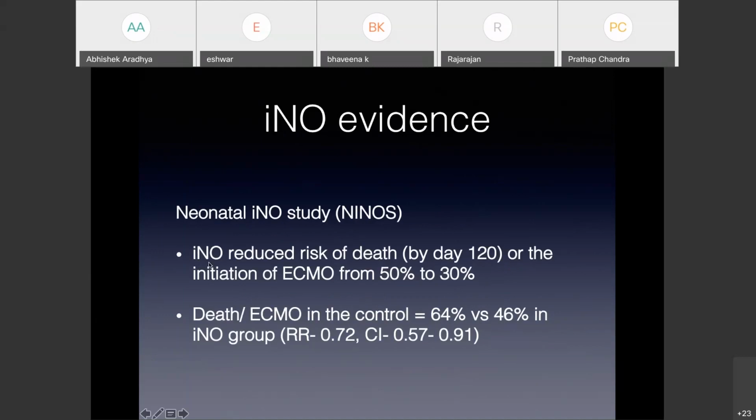iNO reduced the risk of death by day 120, sorry, or the initiation of ECMO is reduced from 50% to 30%. So it definitely works. And also, death or ECMO in the control group was about 64% as compared to 46% in the iNO group. And the risk ratio is about 0.72 with a good confidence interval between 0.57 to 0.91. So this NINOS trial definitely showed benefit.